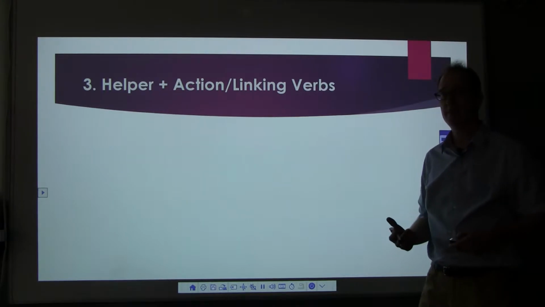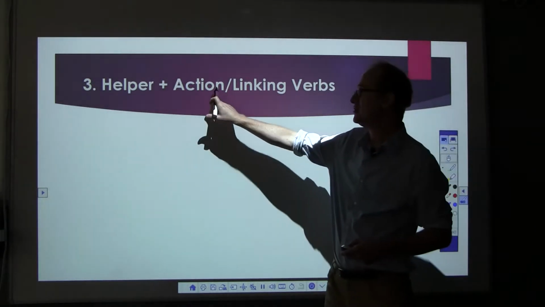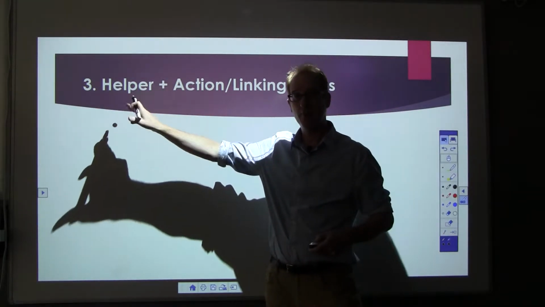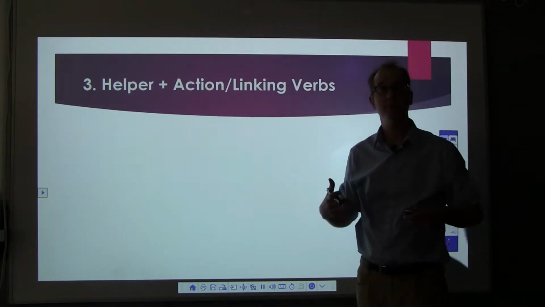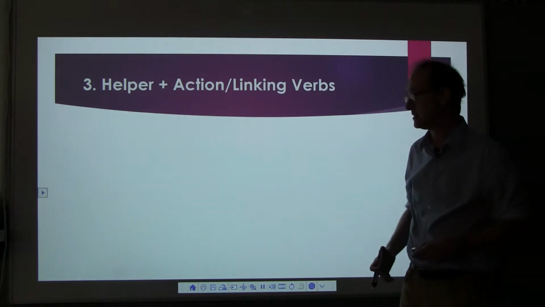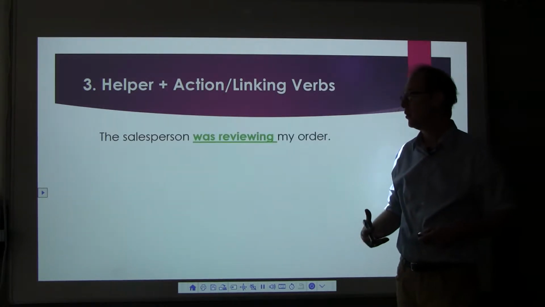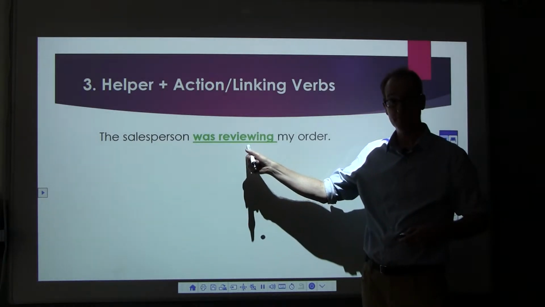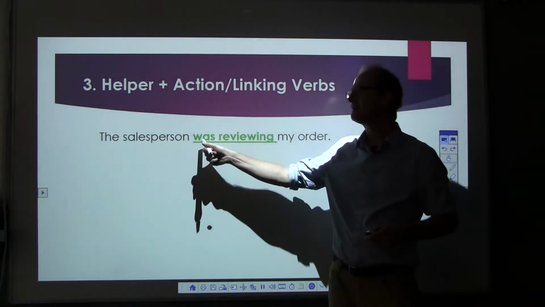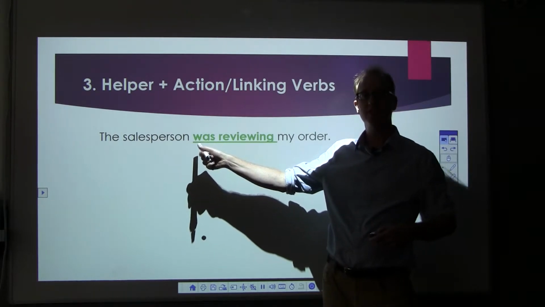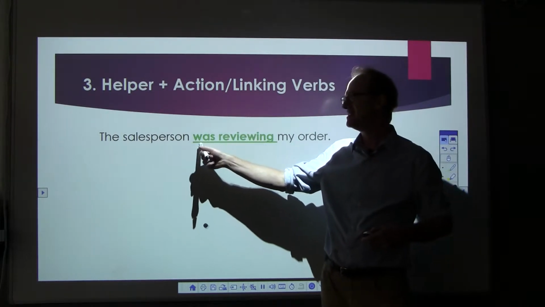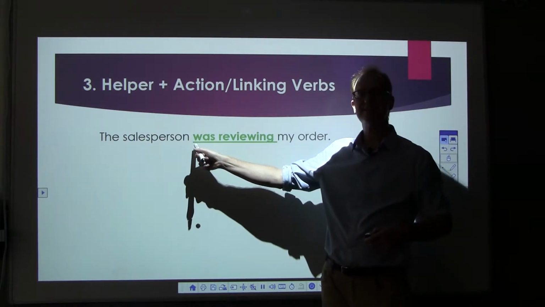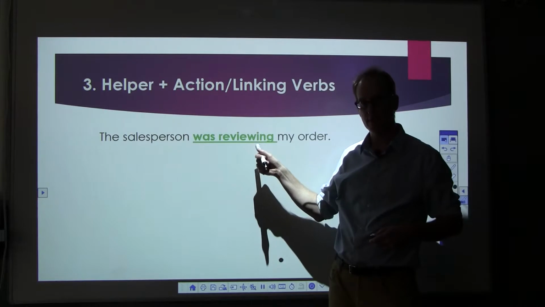And the third type of main verb is when you have an action or linking verb and a helper in front of it. The helper helps the verb become grammatically correct. So the salesperson was reviewing my order. So in this sentence, we have an action, reviewing. There's something going on. Always look in front of the action, or the linking verb, to see if there's a helper. In this case, there is. The word was. So in this sentence, the entire main verb is was reviewing.